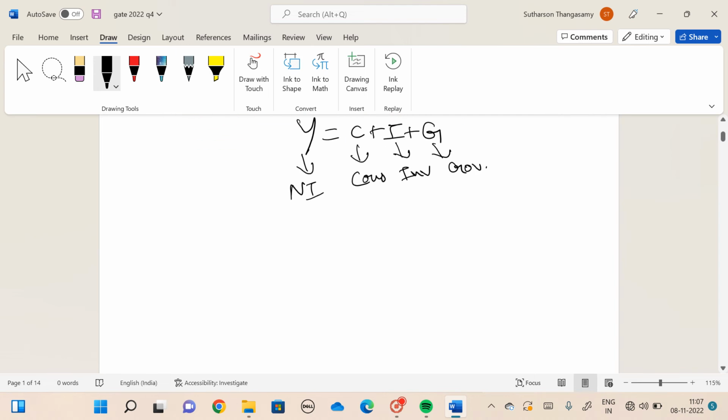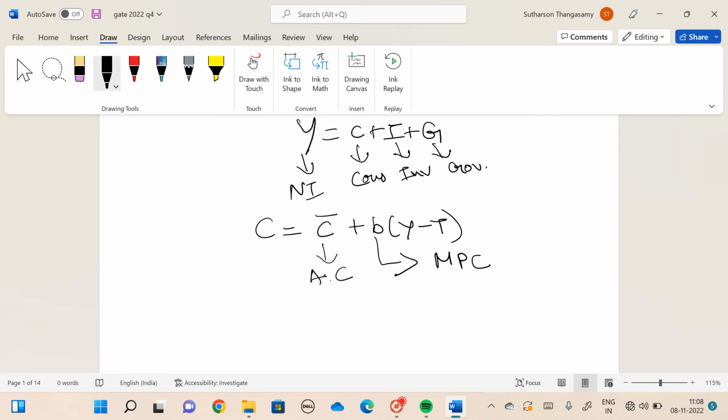Now what is C? What is the consumption function? Consumption is equal to C bar plus b of (Y minus T). Y minus T means it's the disposable income after tax, and b is the marginal propensity to consume, and C bar is the autonomous consumption. What is autonomous consumption? It is the consumption that the consumer consumes at the zero level of income. When there is no income involved, what is its consumption? That is denoted by the autonomous consumption.